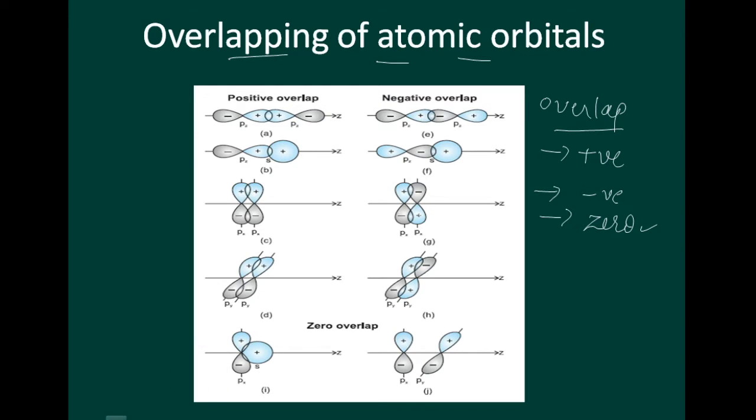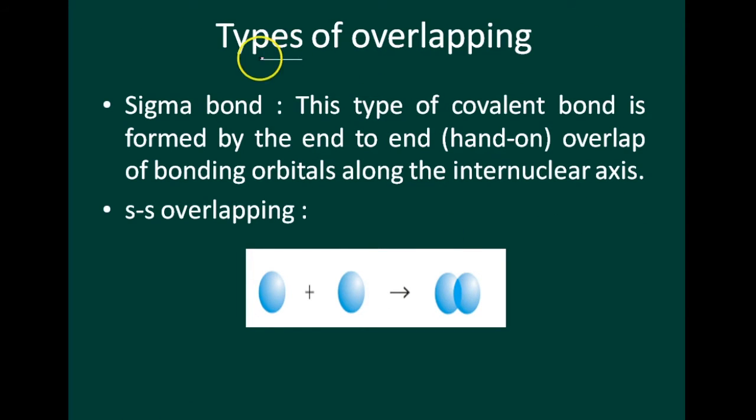The next is types of overlapping. In that, there is a sigma bond. This type of covalent bond is formed by the end to end overlap of bonding orbitals along the internuclear axis. There are two types of bonding, sigma bond and pi bond. In that, there is a sigma bond, ss overlapping.